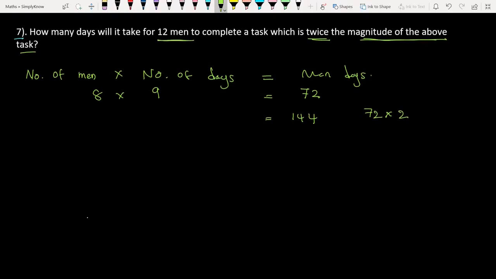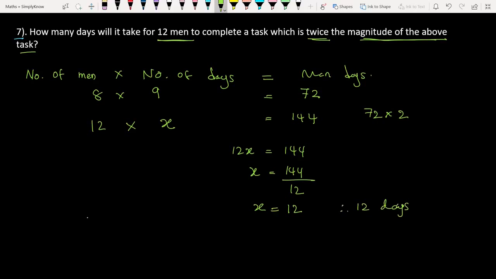And it says 12 men to complete the task. So the number of men is 12. So how many days are taken for this? Let's find out. Let's put x. 12x equals 144. So x is 144 divided by 12 and x equals 12. Therefore, 12 days are taken to complete a task which is twice the magnitude of the above task.